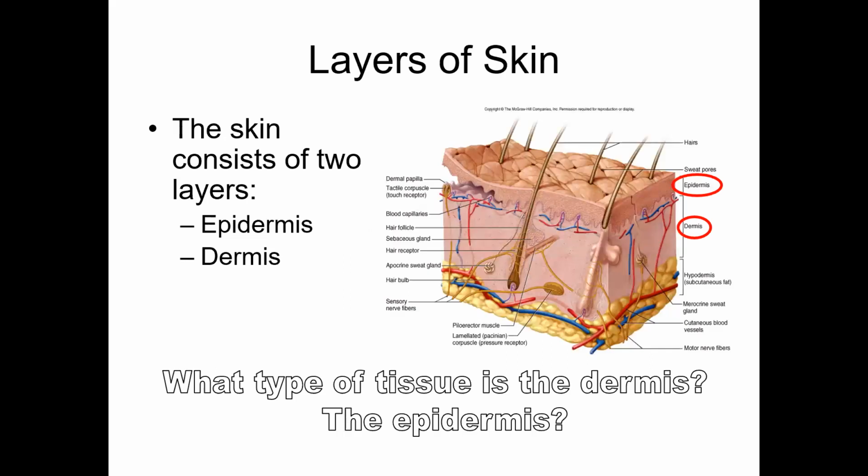So let's take a look at the skin. The skin proper is two layers, the epidermis and the dermis. Now we can see here in this nice little diagram that there are two types of tissue here. There's the epidermis, which is epithelial tissue, stratified squamous epithelial tissue. And then there's the dermis underneath that, which is connective tissue. So remember that in epithelial tissue, we just have sheets of cells. And then in connective tissue, the cells are spread out pretty far, and there's a lot of extracellular matrix between the cells.